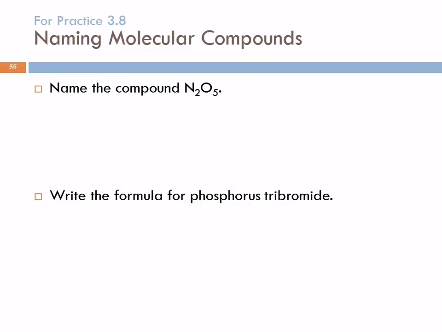So let's name this compound N2O5. So let's practice identifying what kind of compound. So the first element is nitrogen. Is it a metal? No. We've got two nonmetals. We can use the prefixes. So the first element is nitrogen, and there's two of them, right? So we're going to write dinitrogen.